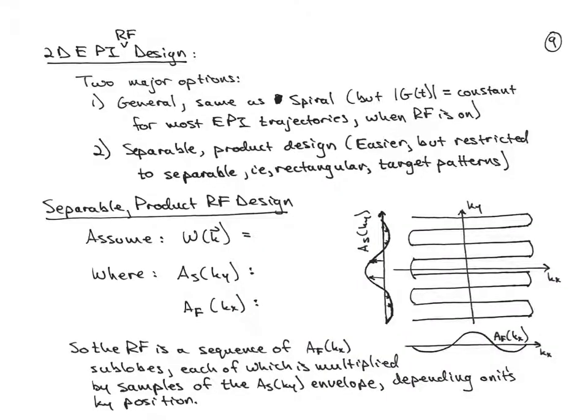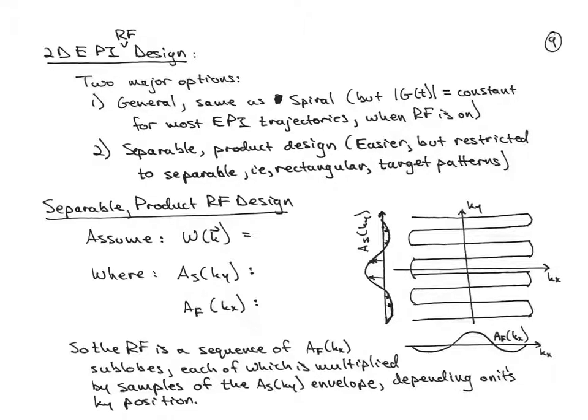To design 2D echoplanar RF pulses, there are 2 major options. There's a general approach, which is the same as spiral, but in this case, the rate with which we're going through k-space is a constant, for most EPI trajectories at least, when the RF is on, so we don't have to consider it. It makes it simple. The other option is to use a separable product design, which is easier than the general 2-dimensional approach, but it's restricted to separable, that is rectangular, target patterns. So we're going to talk about this in a little more detail.